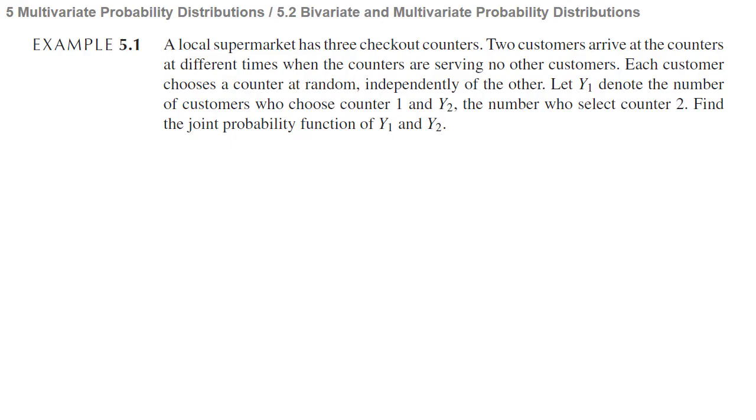Okay. Let's check example 5.1. A local supermarket has three checkout counters. Two customers arrive at the counters at different times when the counters are serving no other customers. Each customer chooses a counter at random, independently of the other. Okay, and let Y1 denote the number of customers who choose counter 1, and Y2 the number who select counter 2. Find the joint probability function of y1 and y2.